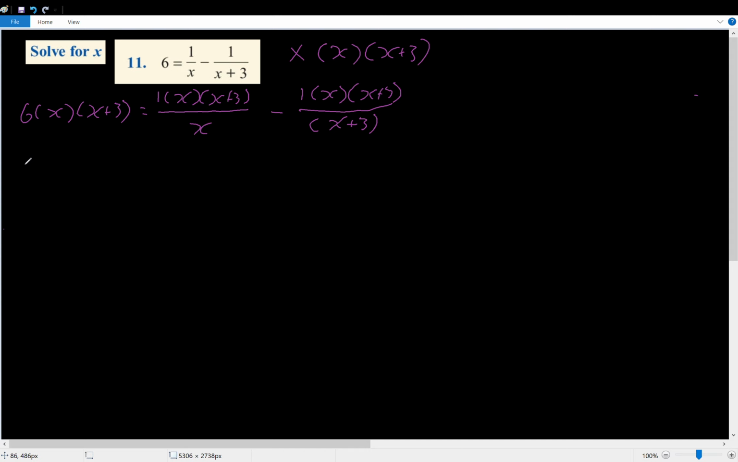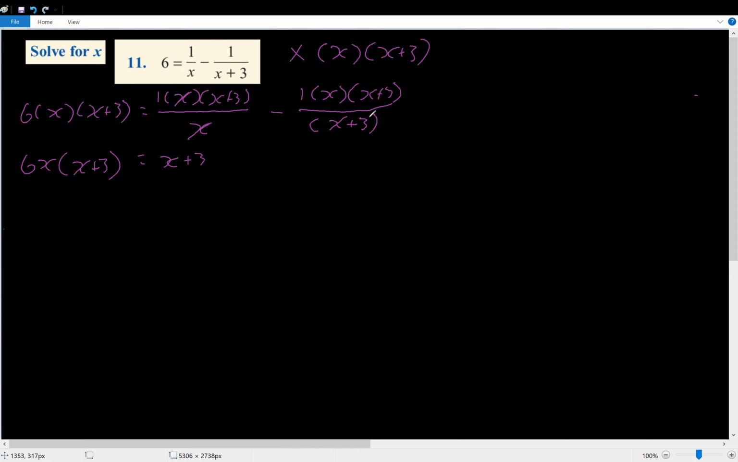On our left we can do a little bit of multiplication to start with. We can get 6x times x plus 3. On the right hand side we can do a little bit of cancellation, because on the top of our first fraction we have a multiplied by x, but on the bottom that is being divided by x, so they cancel each other out. So we're just left with 1 times x plus 3, which is x plus 3.